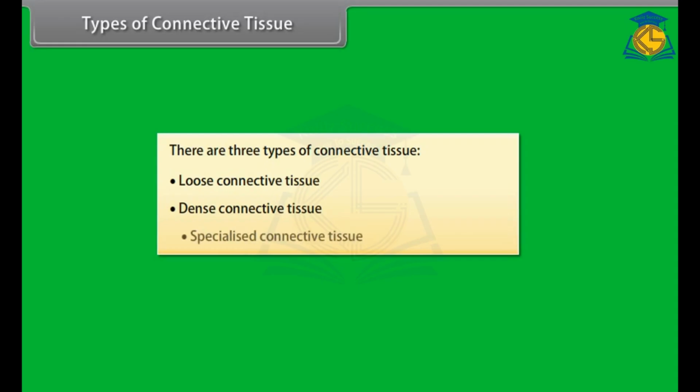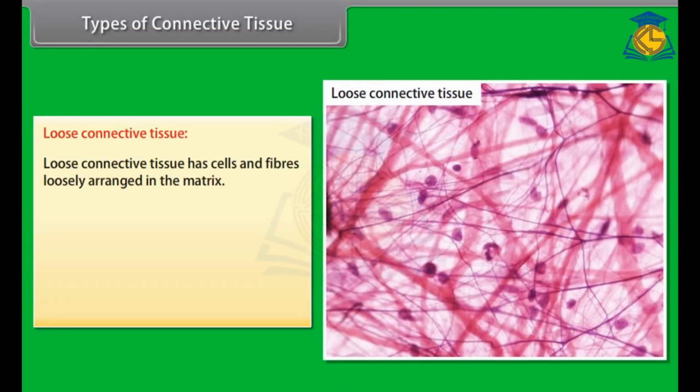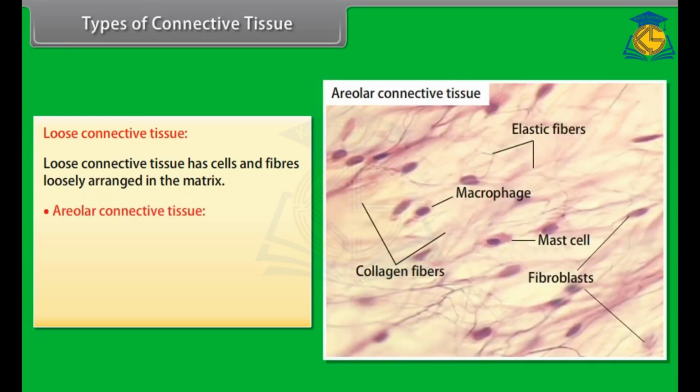Types of connective tissue. There are three types of connective tissue. They are loose connective tissue, dense connective tissue, and specialized connective tissue. Let's know them one by one. Loose connective tissue. Loose connective tissue has cells and fibers loosely arranged in the matrix. Areolar connective tissue.